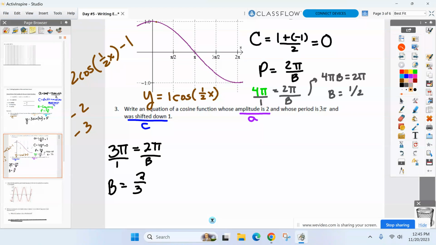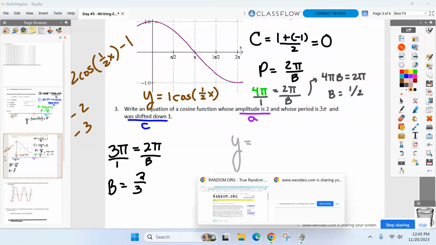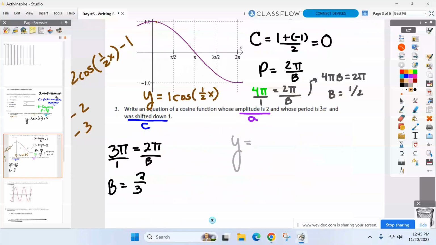All right, we got everything. Who's up? Y equals. Finish it now. Ethan again. 2 cosine x 2/3 minus 1. You leave it like that? Correct, but it looks gross to me. Well, 2/3 x. Okay, but I mean, it works either way. Correct. Yep. Keep going.